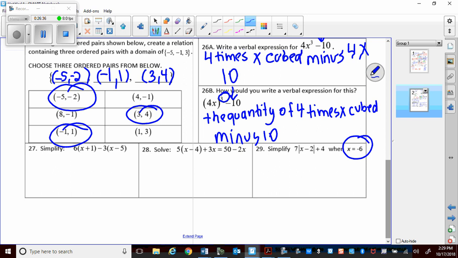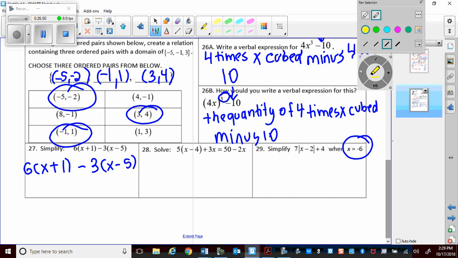So I'm going to rewrite. You need to rewrite 6 times x plus 1 minus 3 times x minus 5. Now we're going to highlight, and I need you to do it in a specific way.